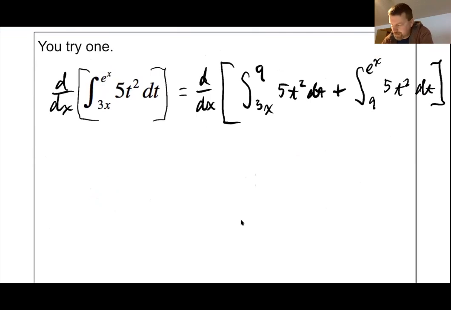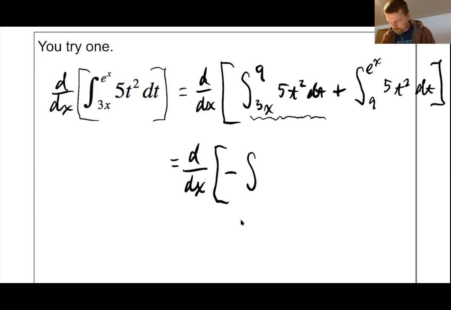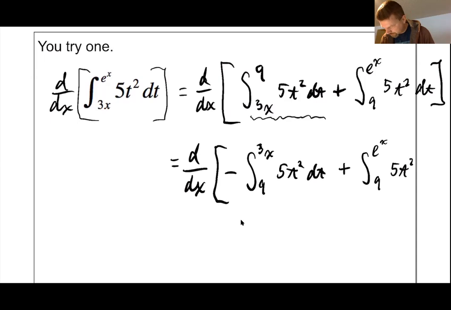This integral is annoying. What's annoying about that integral? The x is on the bottom, right? So we don't want that. So we're going to rewrite this as d/dx. We're going to make it a negative integral from 9 to 3x of 5t squared dt, plus the integral from 9 to e to the x of 5t squared dt. Now it's not a problem.